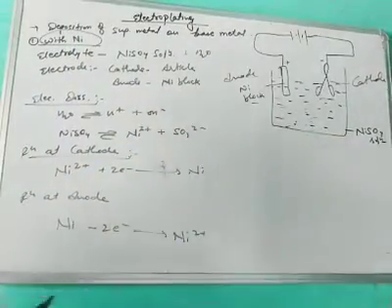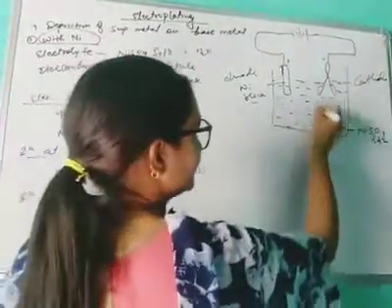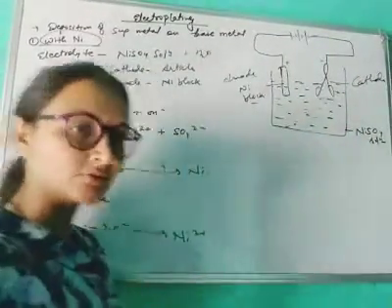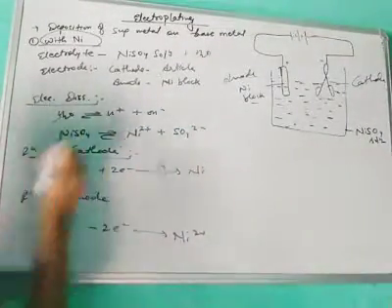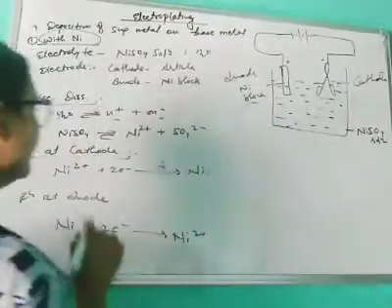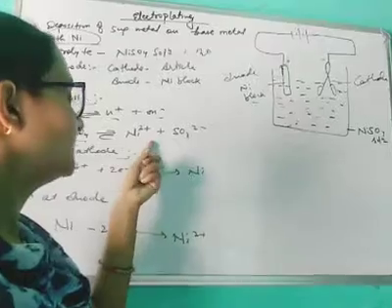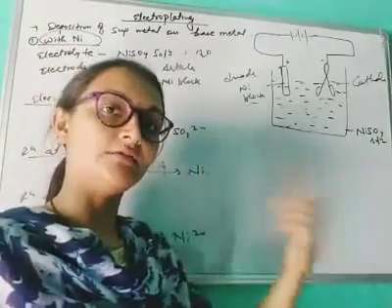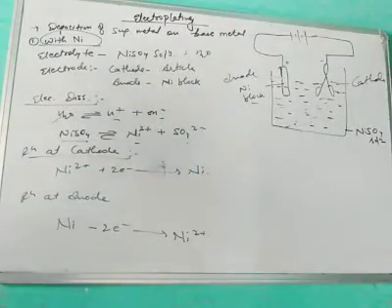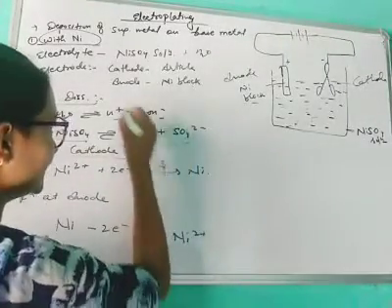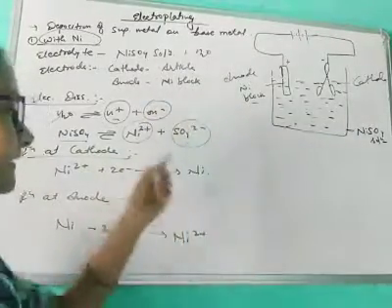Now we have to pass the current from here. The electrolyte will start to dissociate. So first of all you have to do electrolytic dissociation. H2O will break down into H+ and OH-. Next NiSO4 will break down into Ni2+ and SO4 2- according to their valency. Now Ni2+ and H+ are cations, and OH- and SO4 2- are anions.